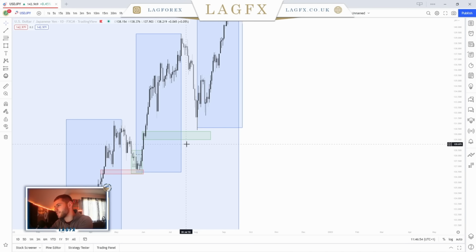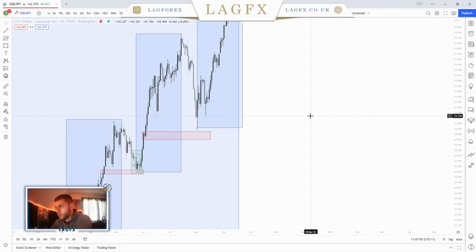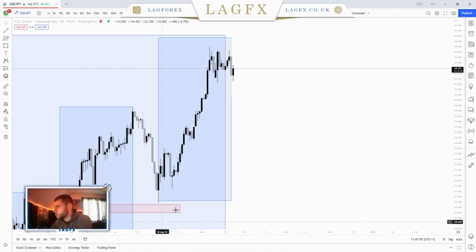It's not every single time that we identify our points of interest that price is going to tap. So potentially in that moment, we wouldn't have been able to catch a position. That's absolutely fine. Now, let's analyze the most recent impulsive wave, where price is as of right now, and let's see where we would identify.